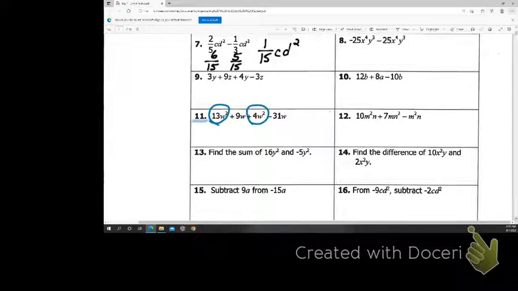Notice there's not an equal sign anywhere here, so I'm not moving it across, so the signs do not need to change. So 13w squared and 4w squared, 17w squared, and then our first power of W, positive 9w, negative 31w, negative 22w. And then that's where we would stop.